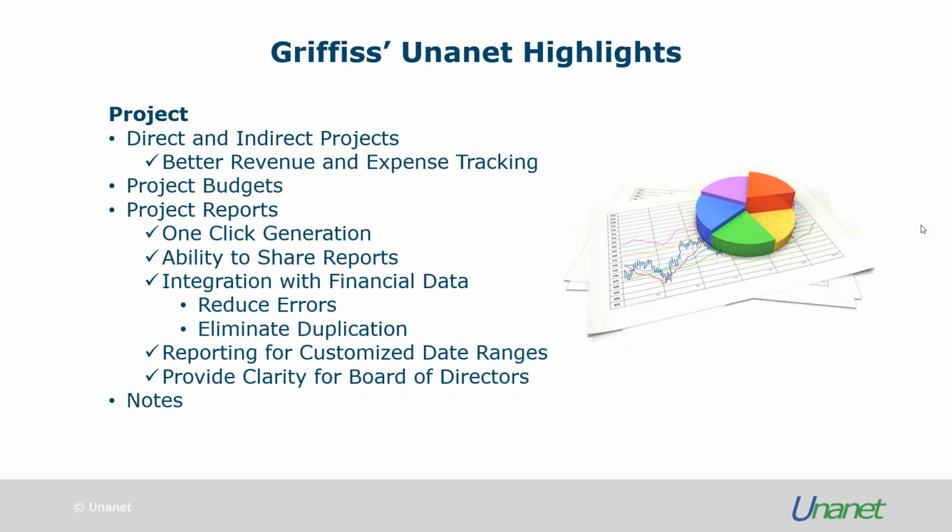And examples of indirect projects are holidays, PTO, your overhead expenses, all those other things that may not be direct expenses. They're all indirect, and we actually have projects set up to track those within Unanet. So we're literally tracking all of our expenses as they come through against projects in our system. And it gives us much better revenue and expense tracking within our system, which is helping us gain a lot of insight into where the Griffiss Institute is and the health of our organization. At the project level, you can set up project budgets.